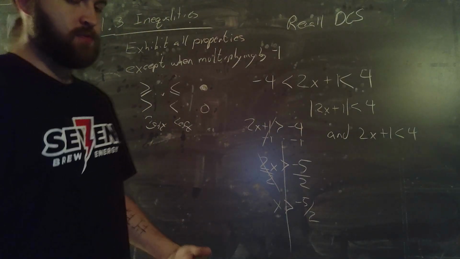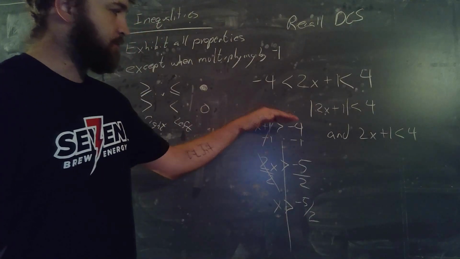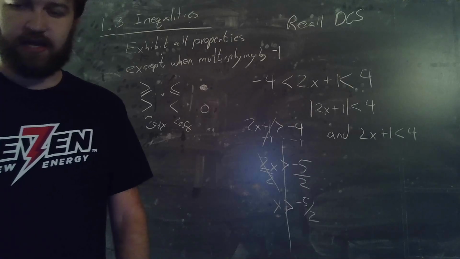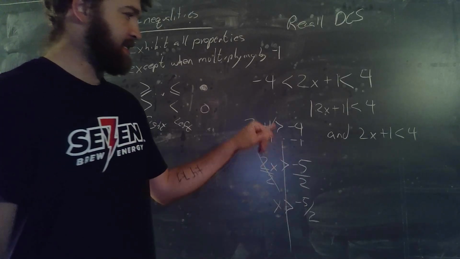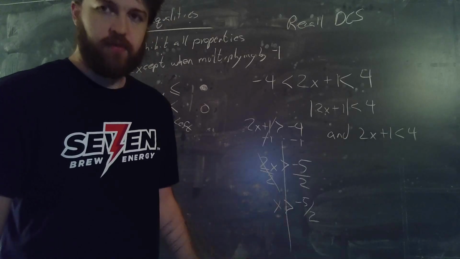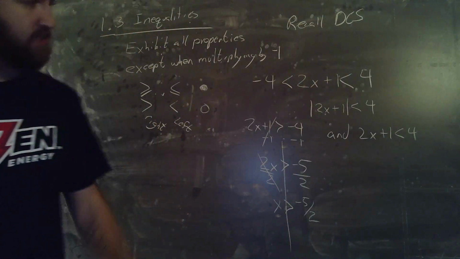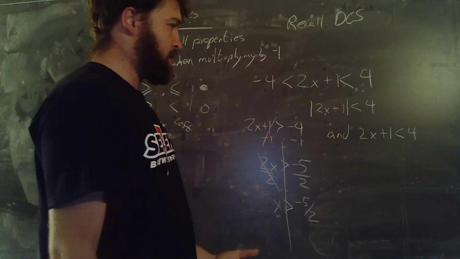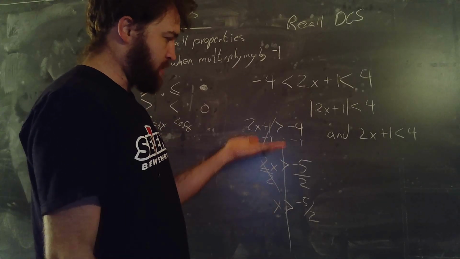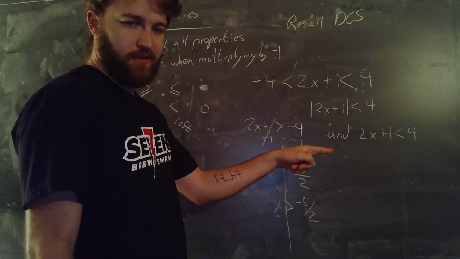But I'm not done with the problem once I've done the first part of the compound inequality, because you notice this is also indicated by the word and in the middle of this inequality. So I have to solve that one too. Now, another thing you might notice is that whatever we did to solve this one, it's the same thing we're going to do to solve that one.